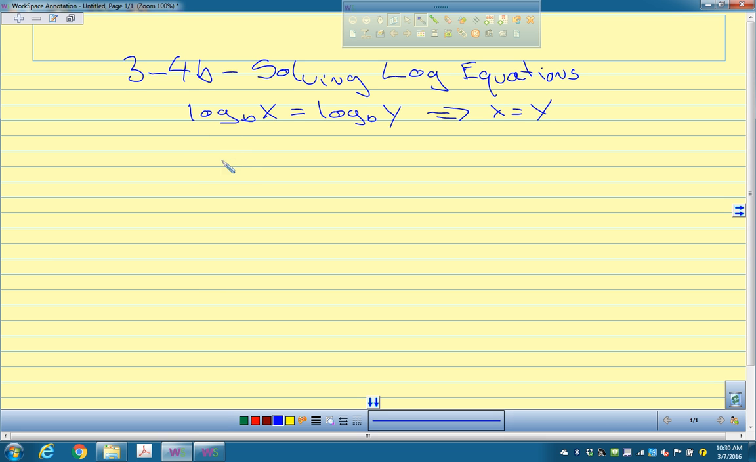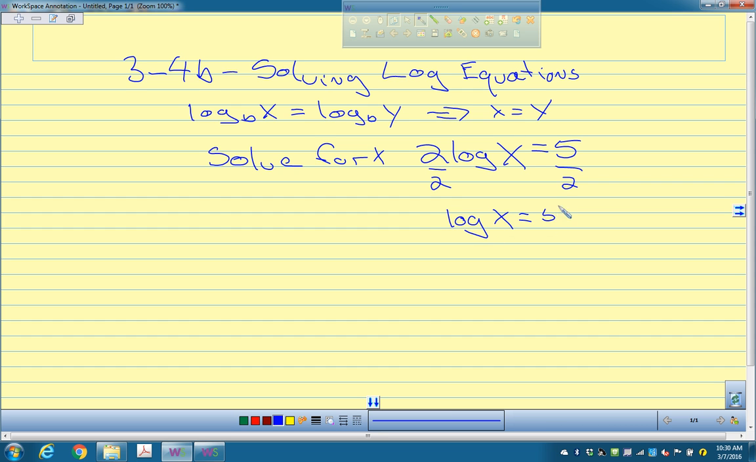If they say solve for x, we already kind of did stuff like this. 2 log of x equals 5. Solve for x. What do I do first? We divide both sides by 2. So you get log of x is equal to 5 over 2.